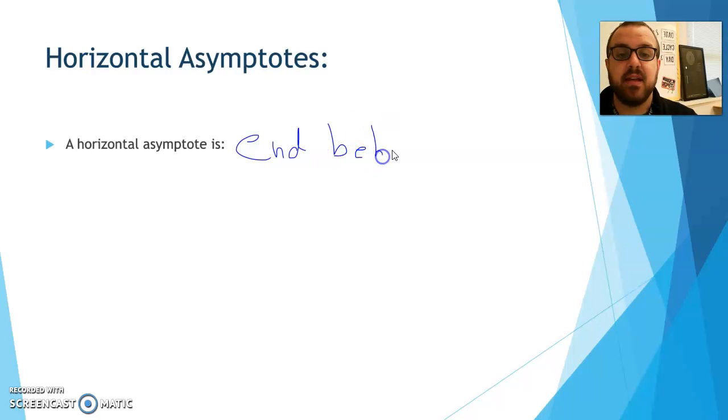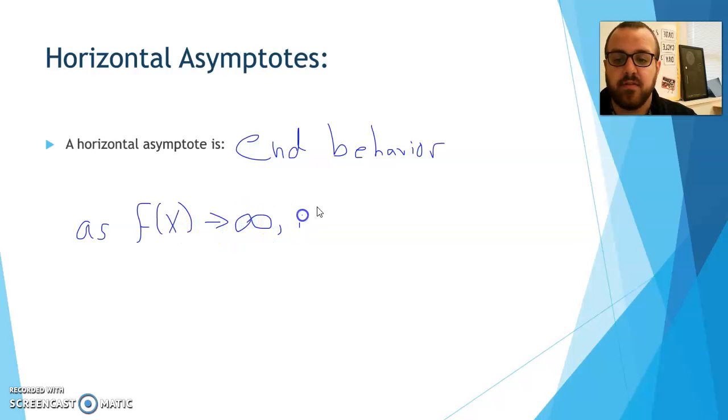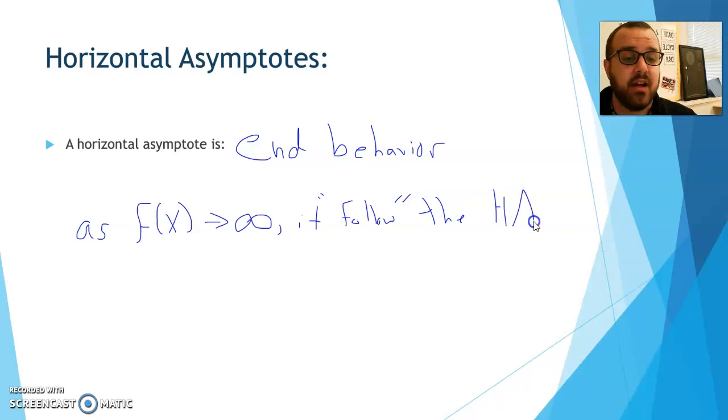You can think of it as being very similar to a vertical asymptote in that as your function, we'll call it f of x, goes out towards infinity, okay, it'll start to follow, I'll put that in quotes, the horizontal asymptote. And again, it's going to act like other asymptotes where it's going to get closer and closer and closer to that value without actually ever reaching it.